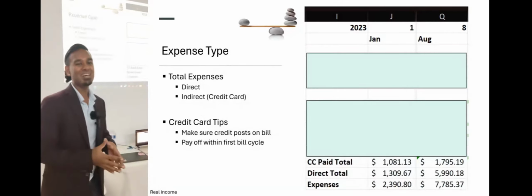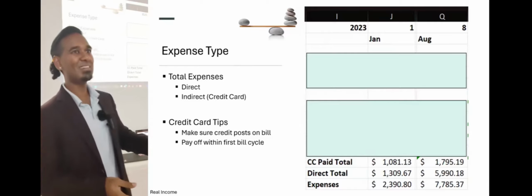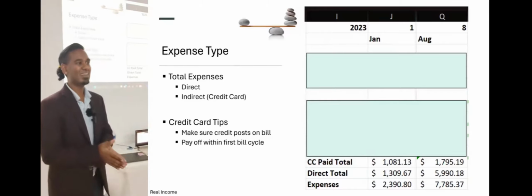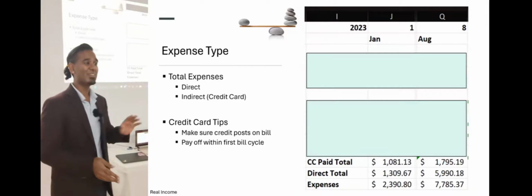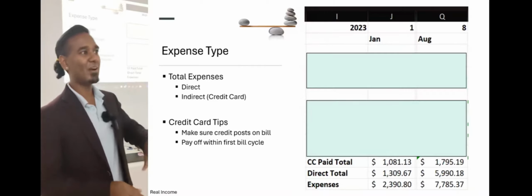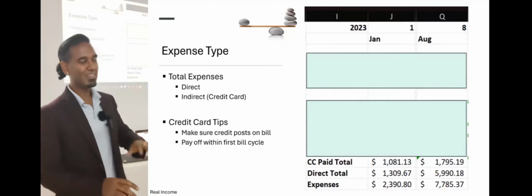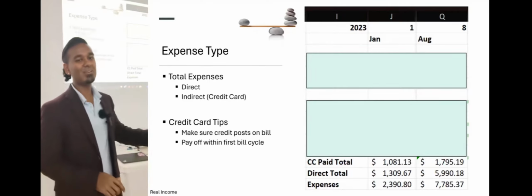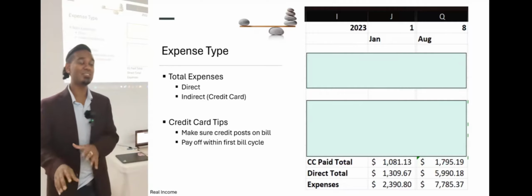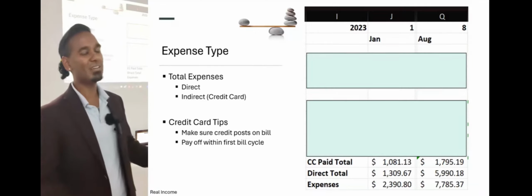Going on to expense types now, there's two main categories that I track, direct and indirect. So direct is directly from my checking account or any sort of bank account that I have. Anything that's directly debited, I track as one category, and the other category is indirect, using credit cards, using any sort of credit in general.